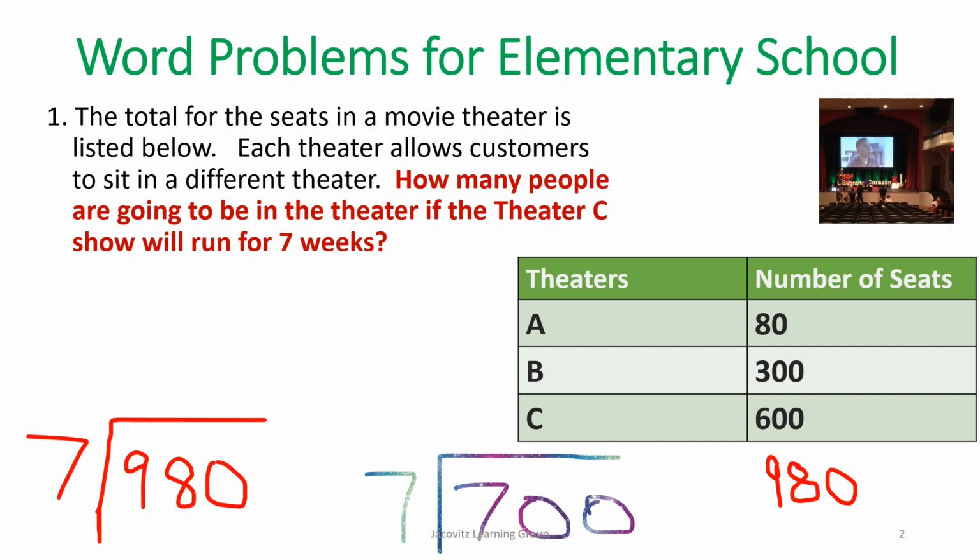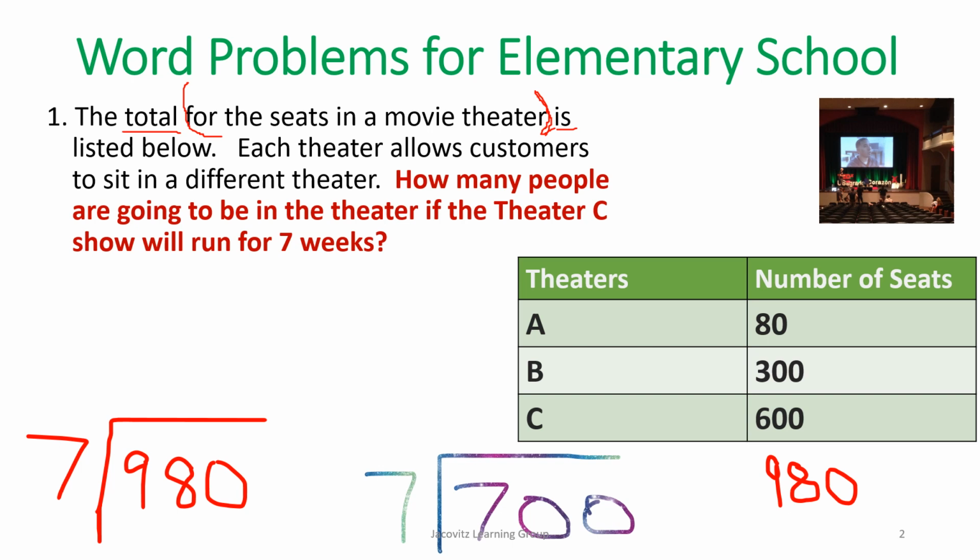So the total number of seats in a movie theater is, and this total is a collective noun, which you went over with them. This isn't a positive. Just want to make sure everybody knows why this is. So the total is listed below, and that's 980. Each theater allows customers to sit in a different theater. How many people are going to be in the theater if theater C show will run for 7 weeks?